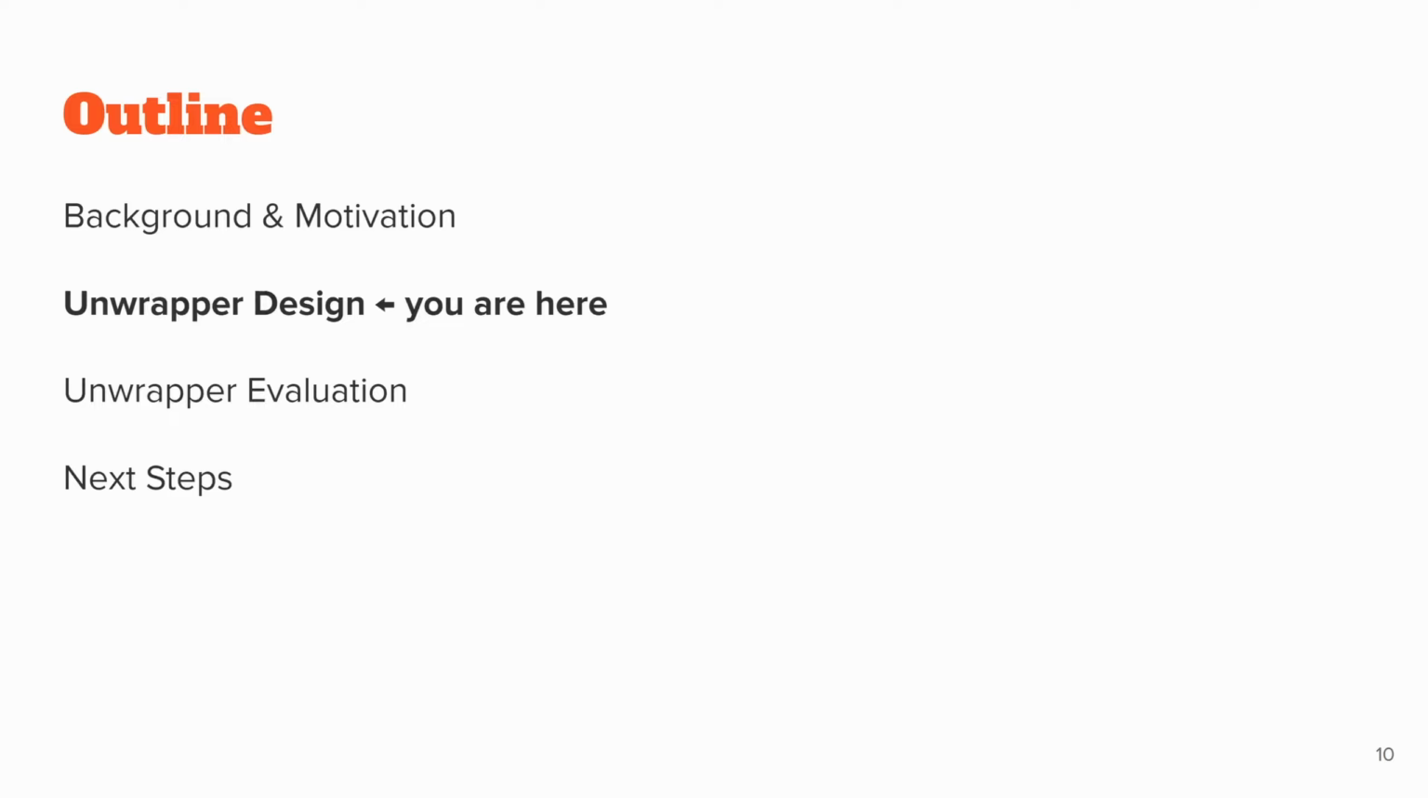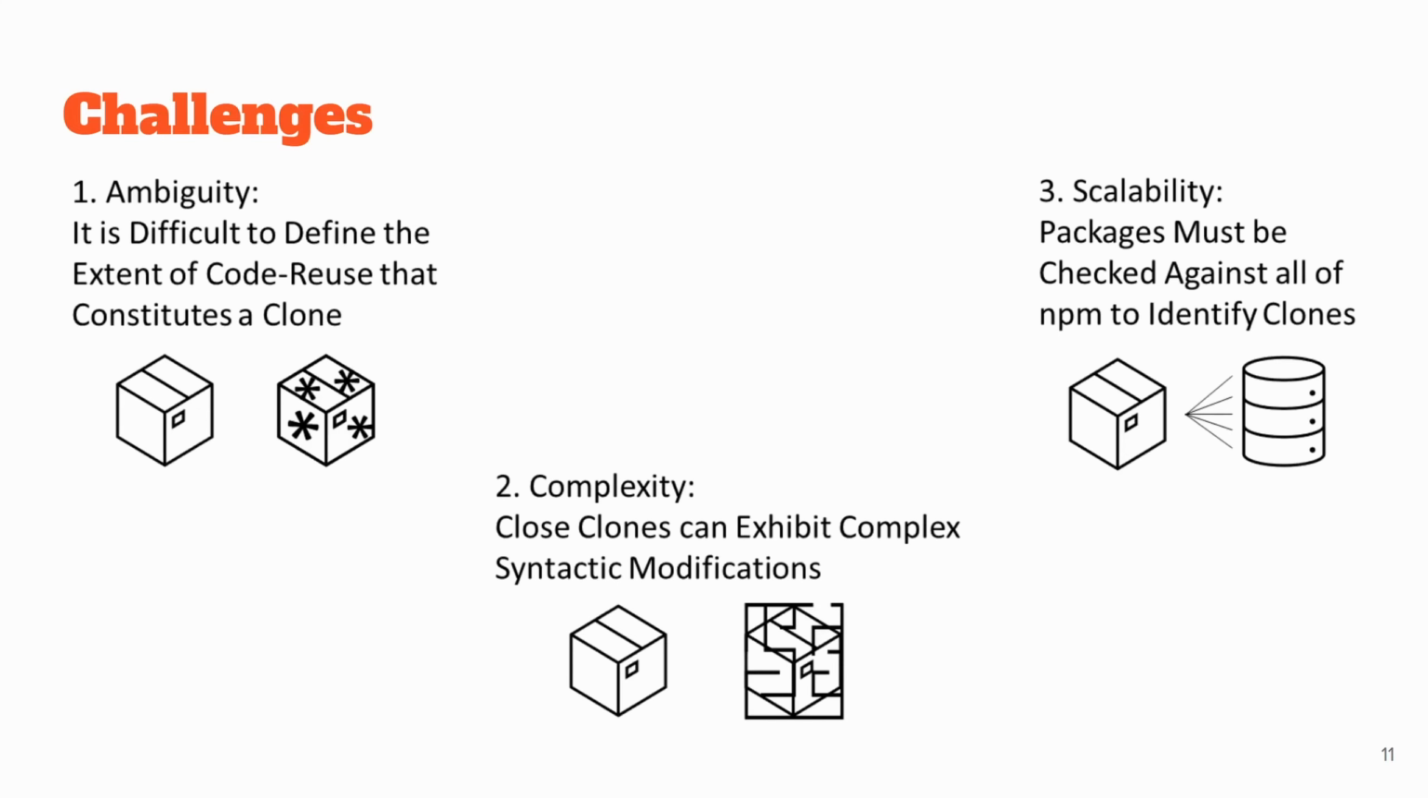Now that I've discussed the background and motivation of this work, I want to get into the high-level design of our tool, Unwrapper. Once we knew that we wanted to build a tool that can identify shrink-wrapped clone relationships, we encountered three main challenges that the tool had to overcome. First is the challenge of ambiguity, which captures that it's difficult to discriminate the extent of code reuse that constitutes a clone. This is a well-known problem in the field of code clone detection, and it's one we had to consider in this work as well.